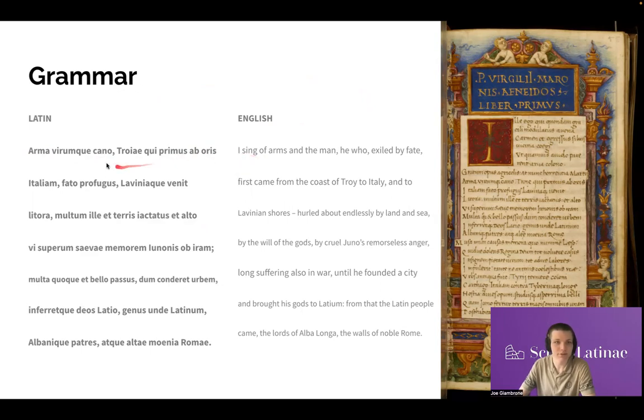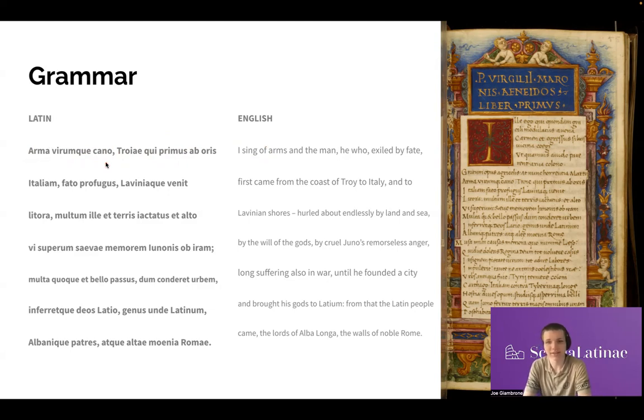Or I should say I sing is how we're translating cano. But all the information about who's singing and when they're singing is contained within this verb. Also notice that the verb is at the end of this phrase, arma virumque cano. It's not cano arma virumque. And so Latin word order is certainly more flexible than English.